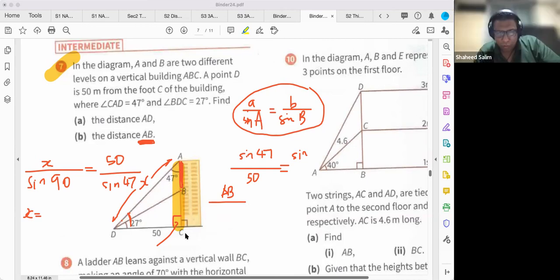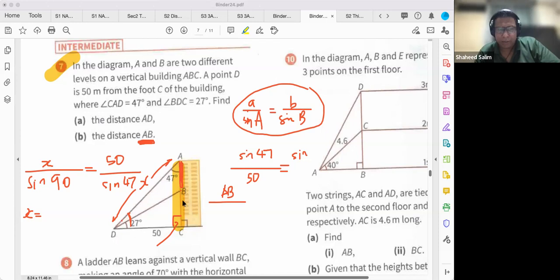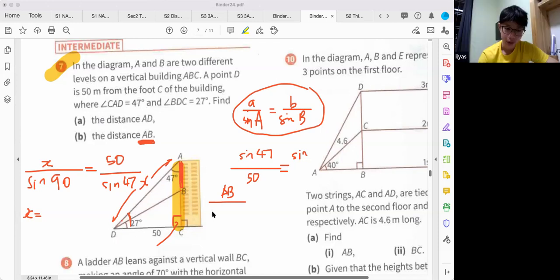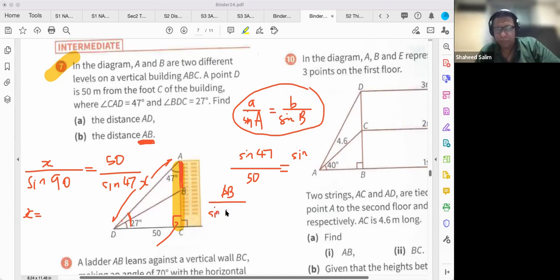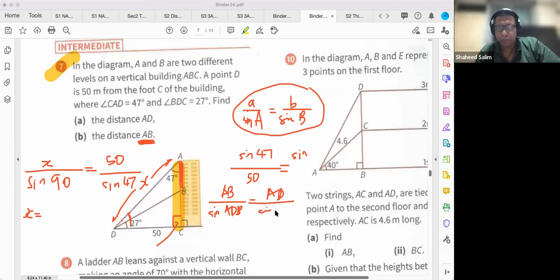Okay, so you want to find the whole thing or only down here? A to B or A to C? A to B. So you cannot take ADC, right? You have to take ADB. ADB, yeah. And then equals to AD over sine ABD. Okay, so you try to do it.